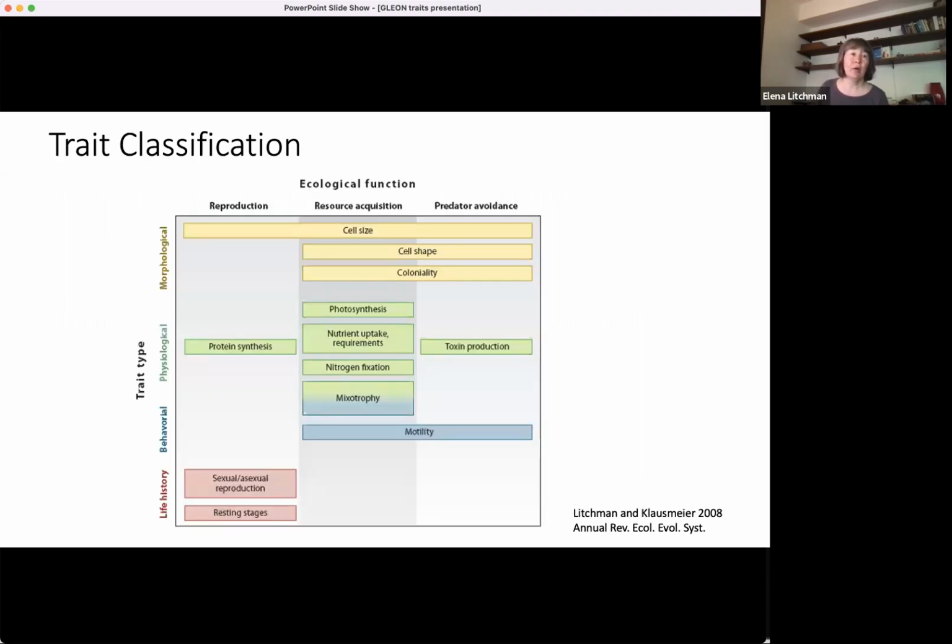So you can also try and classify traits according to their ecological function and the trait type. So for functions, for many organisms, not only for phytoplankton, we have reproduction, resource acquisition, and predator avoidance. And for trait types, we can distinguish morphological traits, physiological traits, behavioral traits, life history traits, and for a lot of microbes, it would be genomic traits and some other traits, metabolic traits.